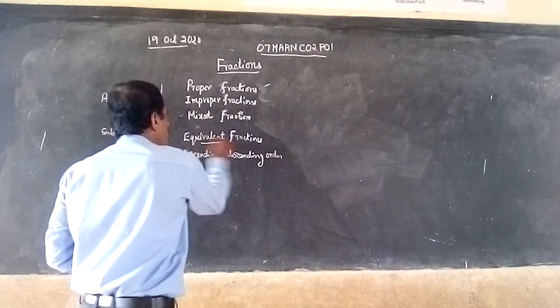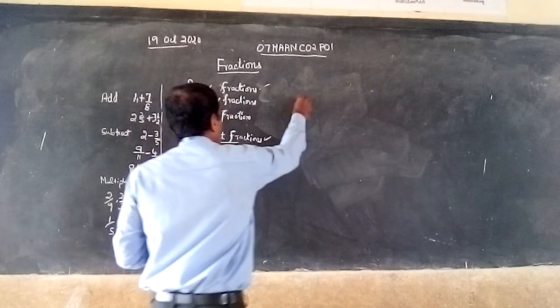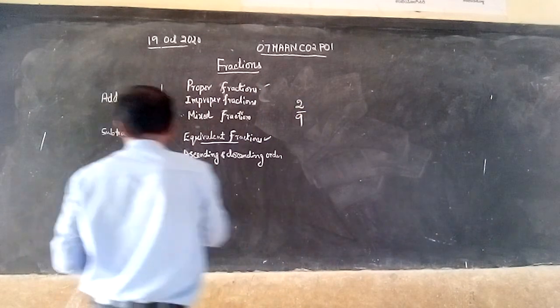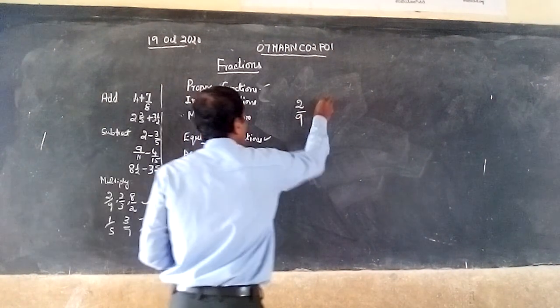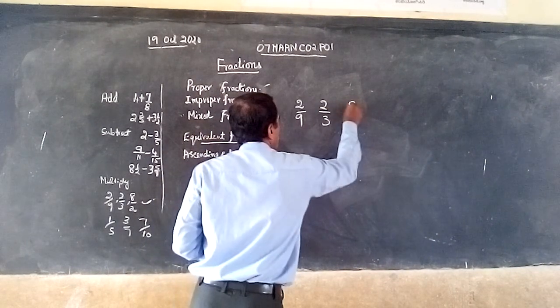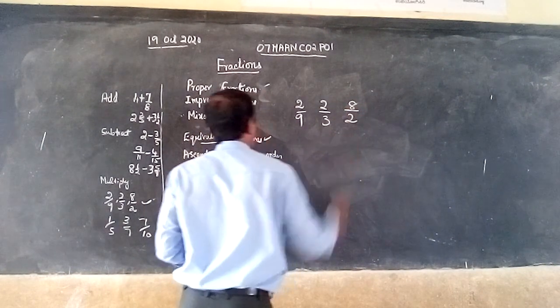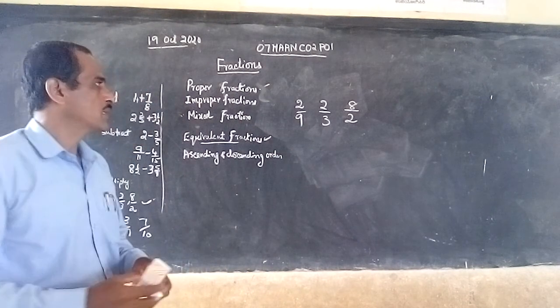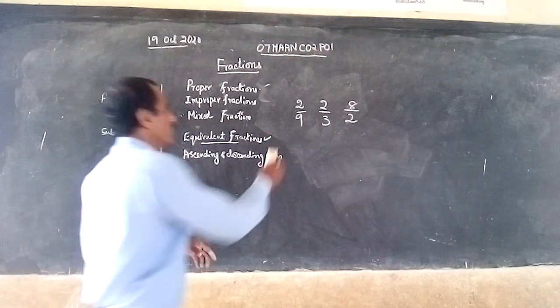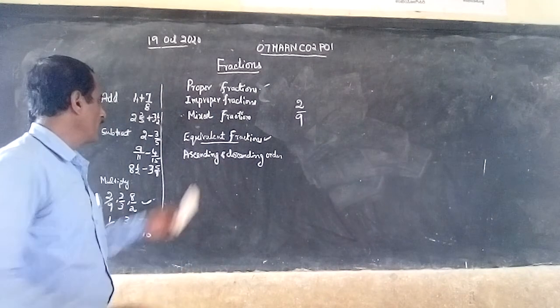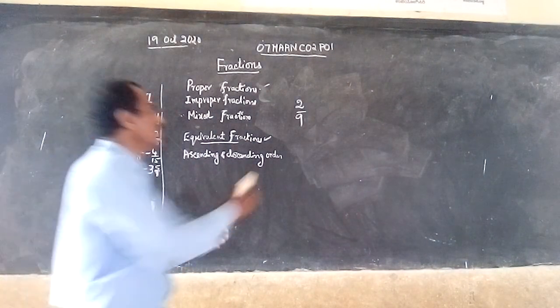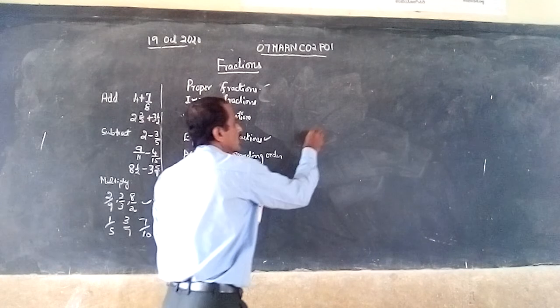Equivalent fraction. What is the meaning of equivalent fraction? See, for example, I will take one example. It is 2 by 9, then say 2 by 3, then 8 by 2. Let us see these numbers. Equivalent fractions of, say, 2 by 9. One example, 2 by 9. What are the equivalent fractions of 2 by 9?